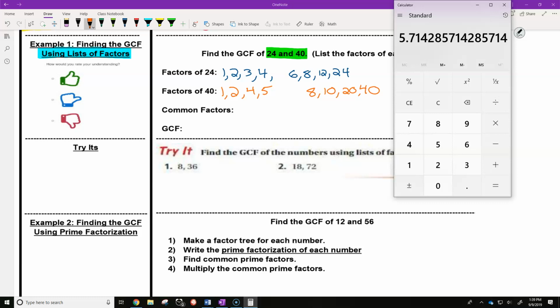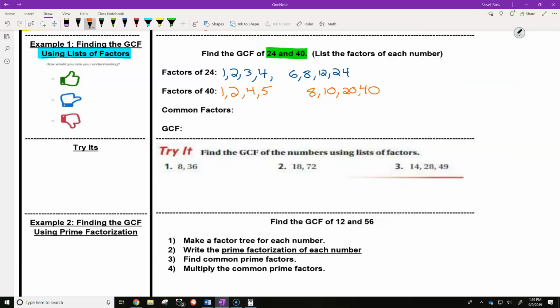If you don't understand that, I can just do this. After 7 comes 8, but we've already done 8, right? So that means I'm done. The factors of 40 are 1, 2, 4, 5, 8, 10, 20, 40.